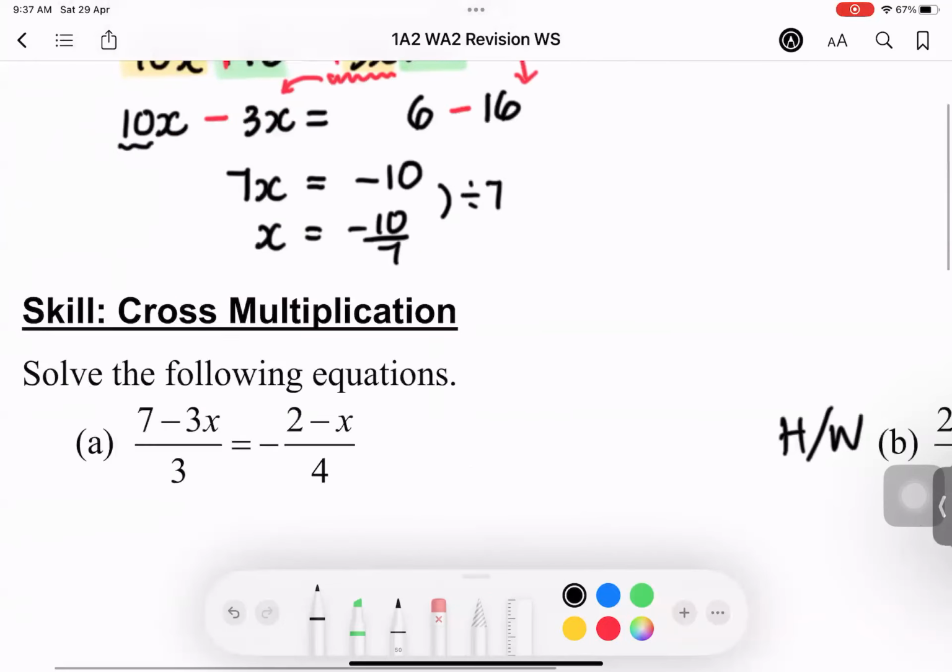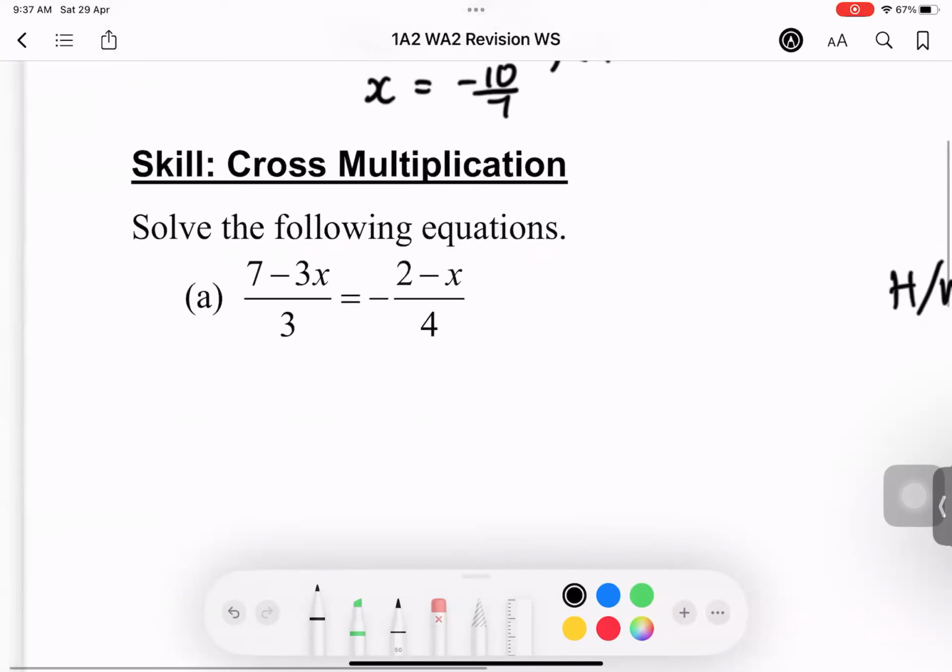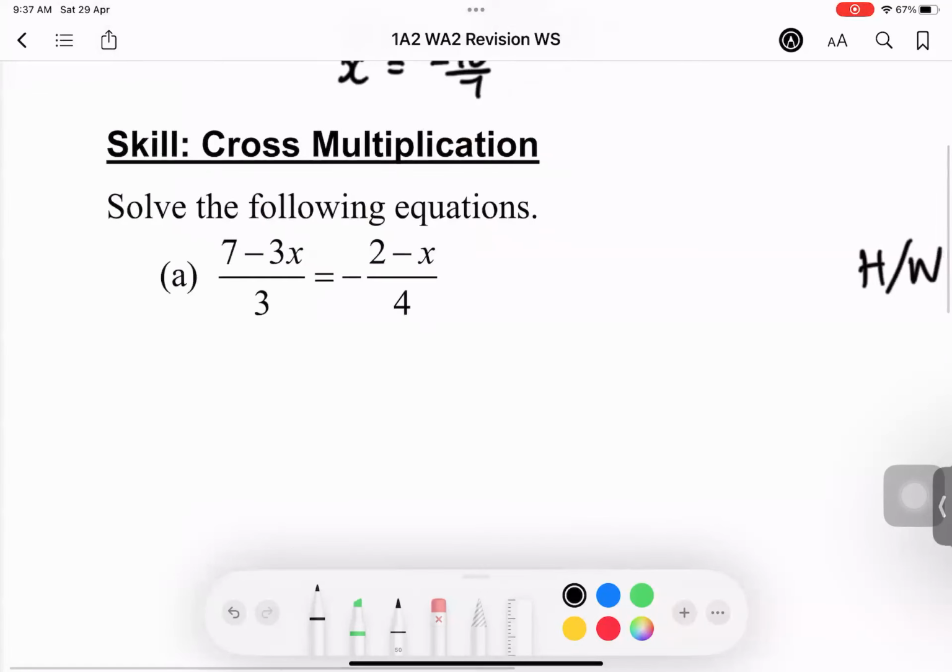Then next one, next skill, we're going to do cross multiplication. When do we use this? When we have a fraction on one side. You see this one is a fraction, right? Then another fraction on this side. I'm going to do this question, which is slightly a little bit harder because there's a negative sign here. But usually I'll put the negative sign together with the numerator. Okay, I'll put it together with the numerator.